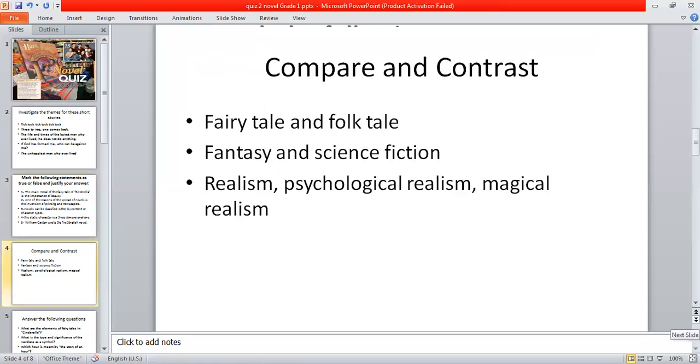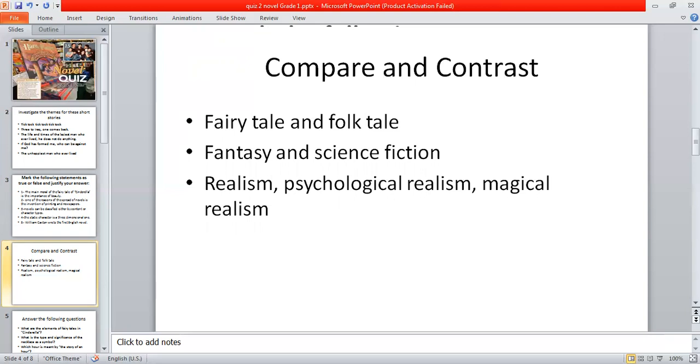Compare and contrast, which means you have to find out the similarities and differences between the following. Number 1, the difference and similarities between the fairy tale and the folk tale. Similarities and differences between fairy tale and the folk tale.